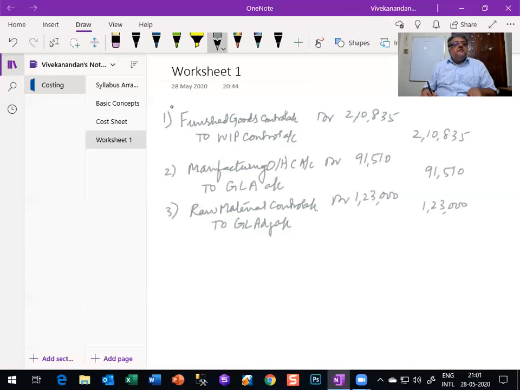Next is factory wages incurred. So what would be the entry? Wages control account debit to general ledger adjustment account. How much? 50,530.